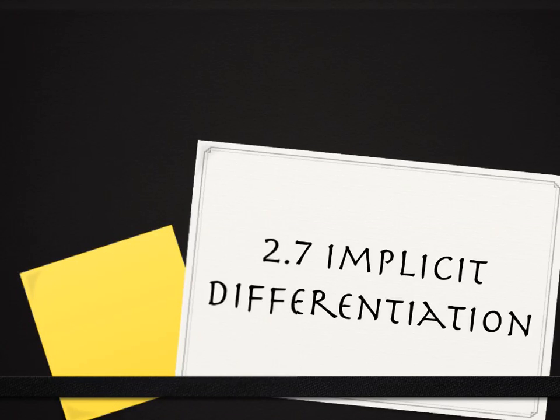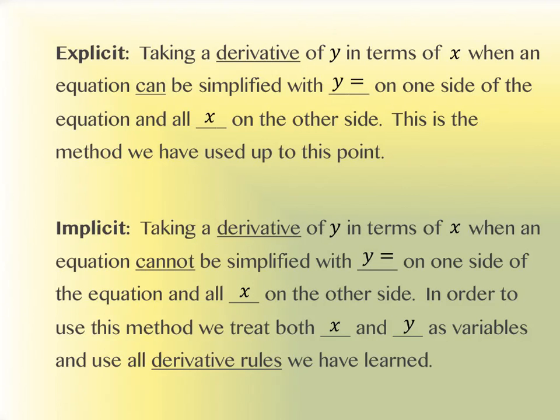All right, section 2.7 is called implicit differentiation. So what I want to say is that we've actually done something called explicit differentiation already. We just didn't call it that. So explicit differentiation is taking a derivative where you have an equation of y in terms of x.